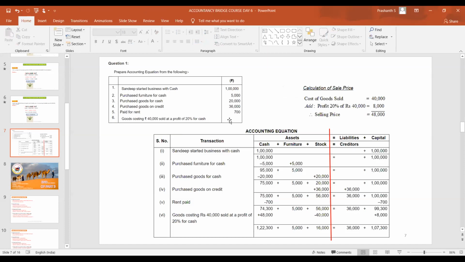So keep it here. That means we can write here and keep it: 48,000. Okay. So we have kept 48,000 ready here. Now let us look into the problem, and give me 1 minute. I'll take the attendance. That means I'll take a snapshot of the attendance.